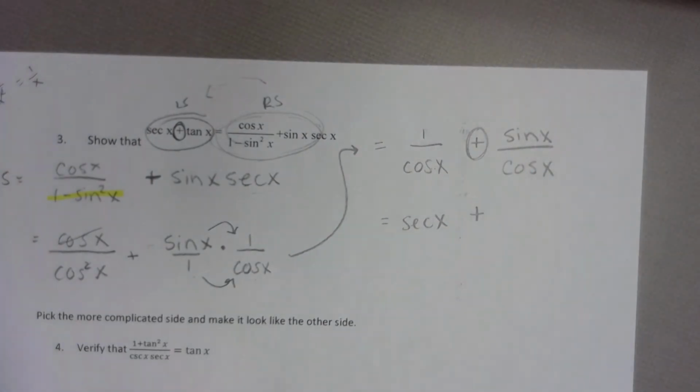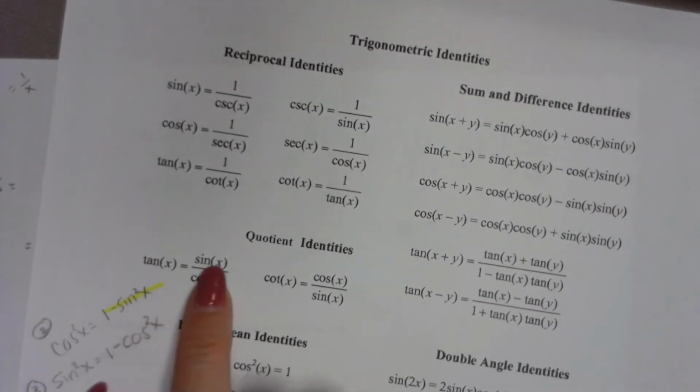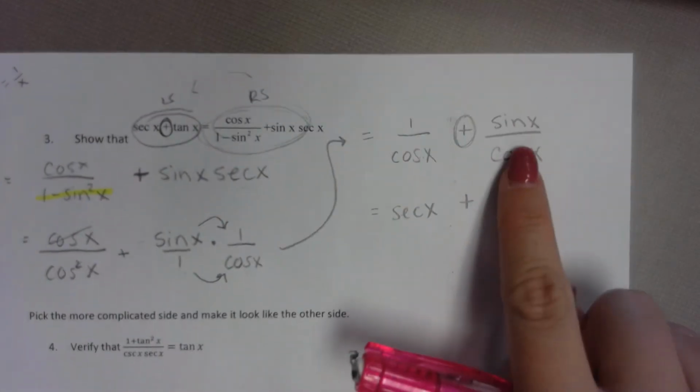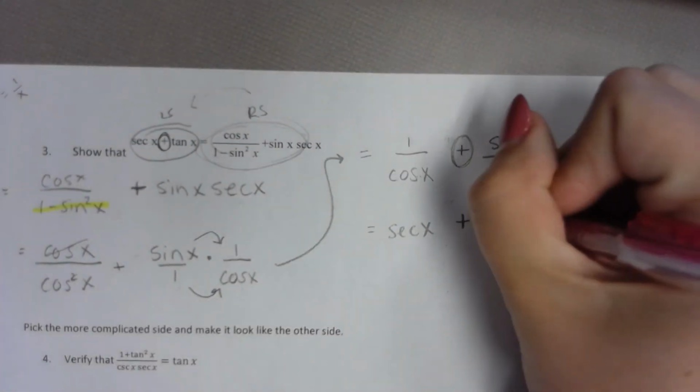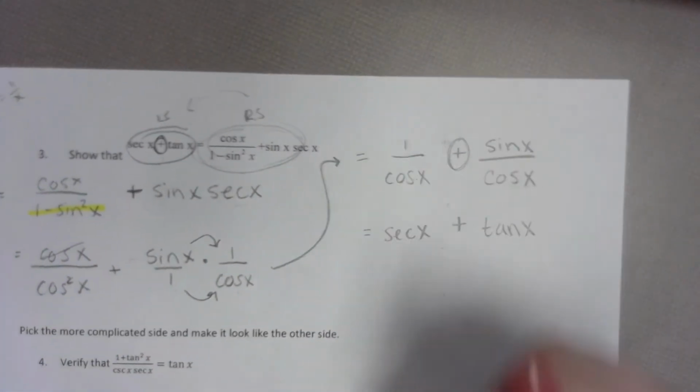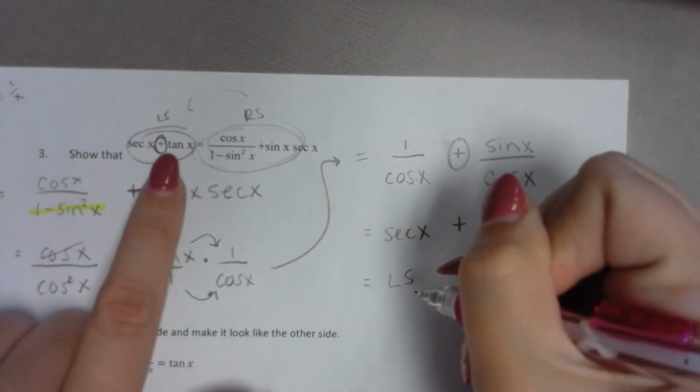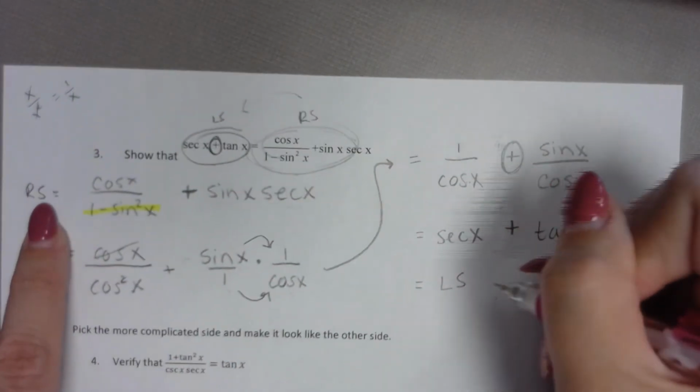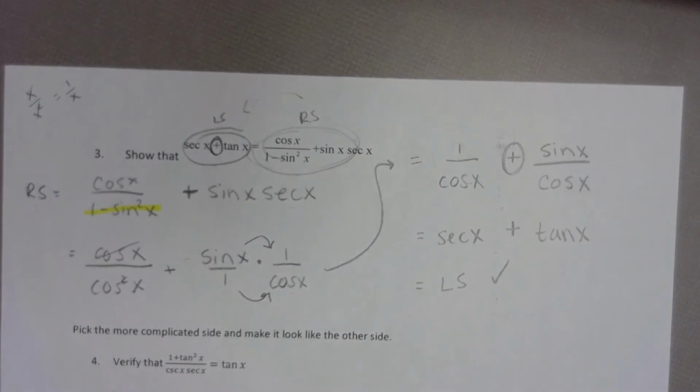Then if we look, tangent of x is sine over cosine. Well, this is sine over cosine, so that is the tangent of x. Oh look, that is the left side. So now I've made the right side equal to the left side. So I'm done.